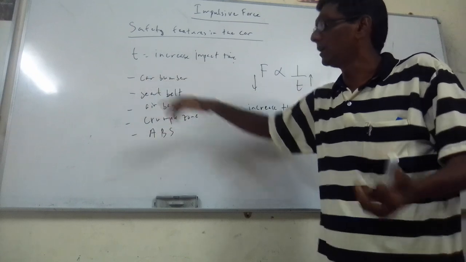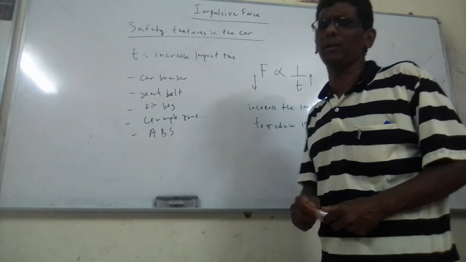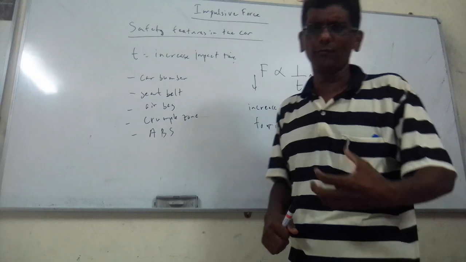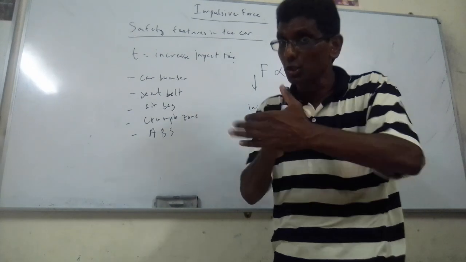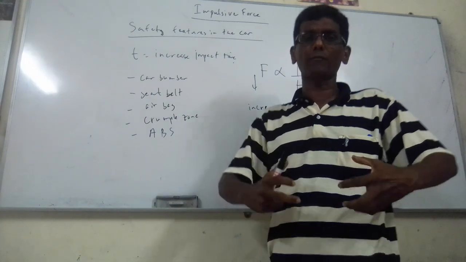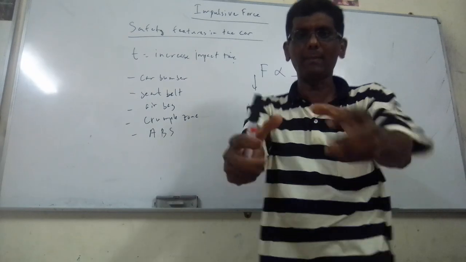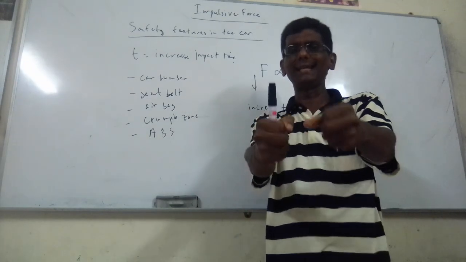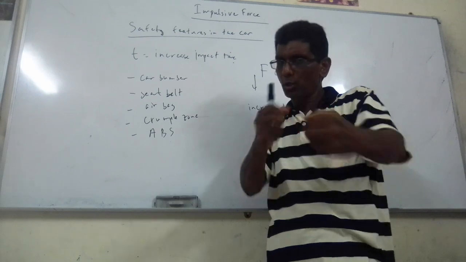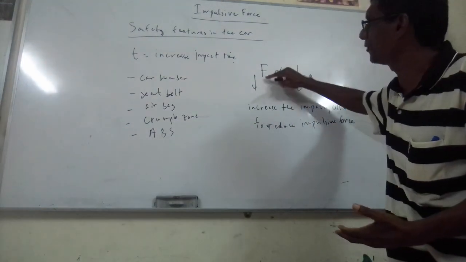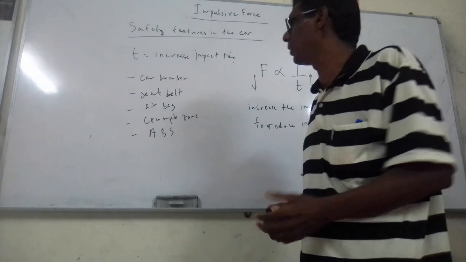Okay, I'll tell you about the car bumper only. But the seat belt also. You put on the seat belt, and during collision, the seat belt will prevent you from moving forward and hitting the dashboard. The seat belt pulls you back, and pulling you back increases the time. So the impulsive force is reduced. A car bumper is also the same.